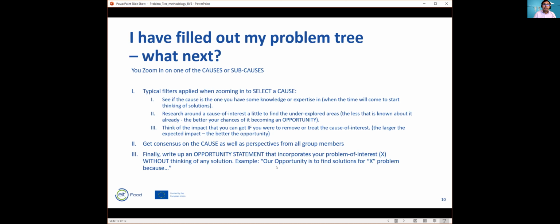An example would then be, our opportunity is to find solutions for X, the problem, right? So again, if let's say I wanted to work with incompatible land use with the previous example, I would say our opportunity is to find solutions for incompatible land usage, right? And then for the problem of the earlier example, which was of human conflict because of people entering into protected areas.